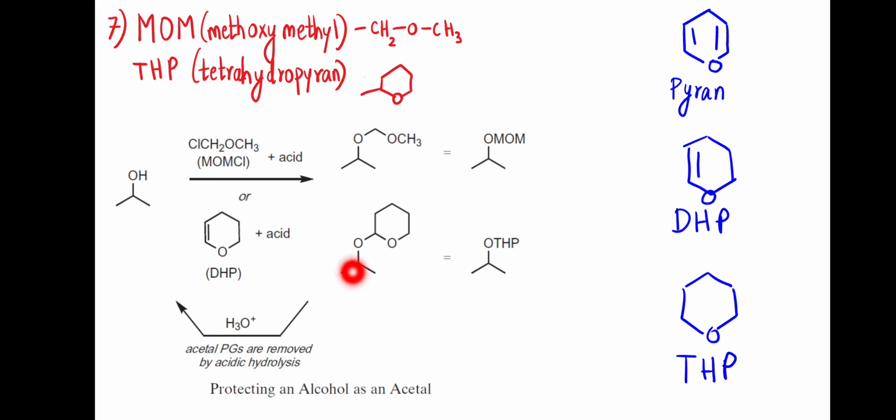And then for THP, the reagent that you use is DHP. So oxygen will attack at this position and this double bond will break. You use DHP, but the protecting group that you get is THP, tetrahydropyran. And then again, as I told you, ethers can be easily deprotected using acid hydrolysis.